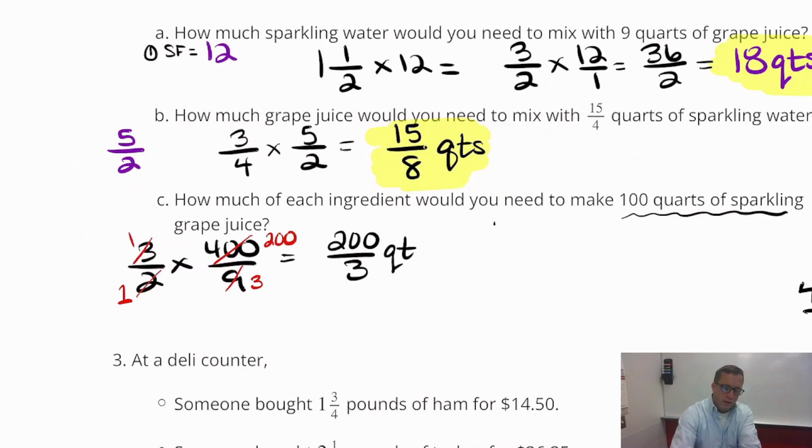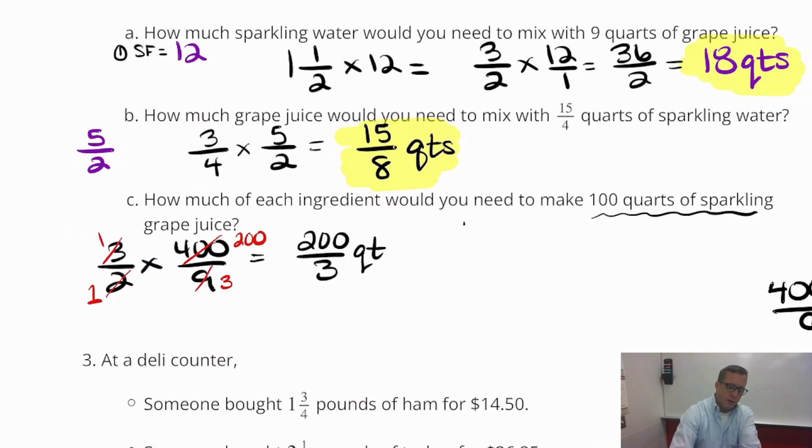Quarts of sparkling water. Okay, so that one's done.